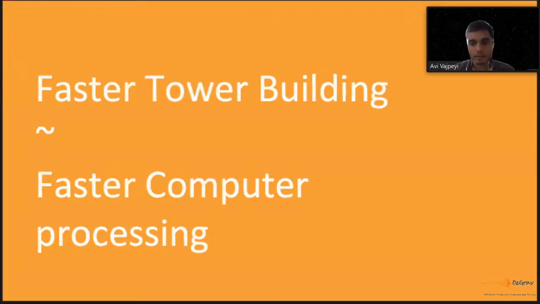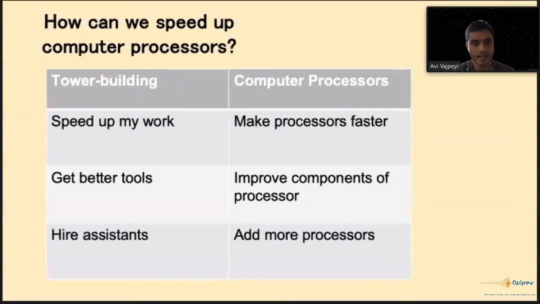And although I was unable to build my tower, the different things I could have done to speed up my progress can teach us how to speed up computer processors. And computer processors are actually the part of computers that do the math and the work behind all of our programs. So each of the three techniques of piling dirt faster onto our tower relates to how we can speed up our computer processors. So here are some of the analogous methods to increase the speed of computer processors. Speeding up my work relates to making the processors faster. Getting better tools relates to improving the components of the processor. Hiring assistants relates to adding more processes altogether.